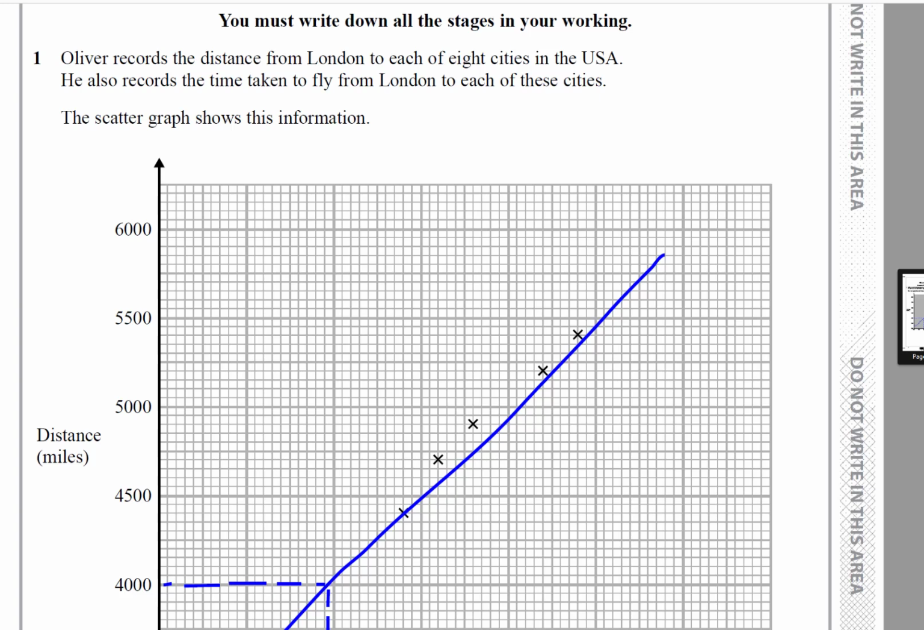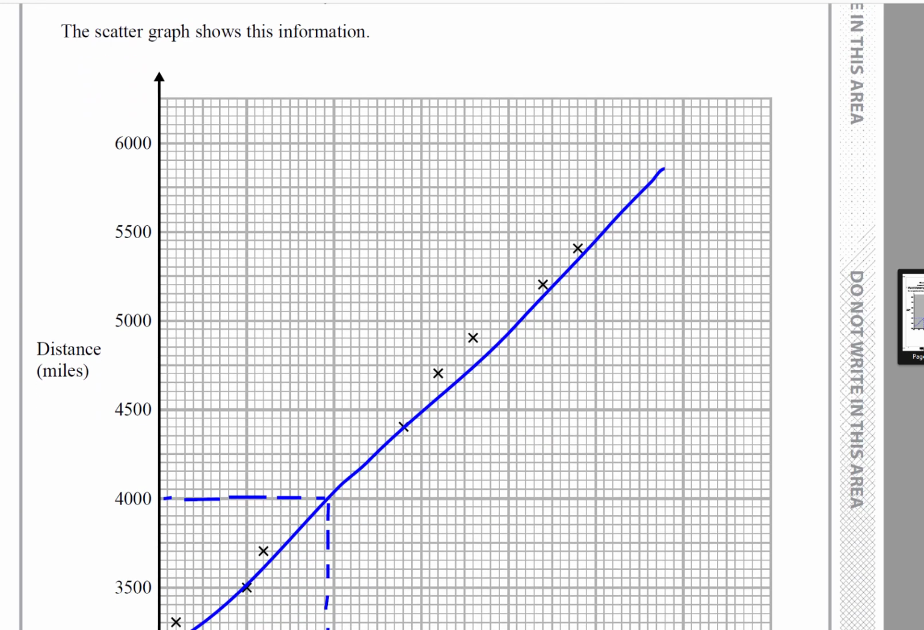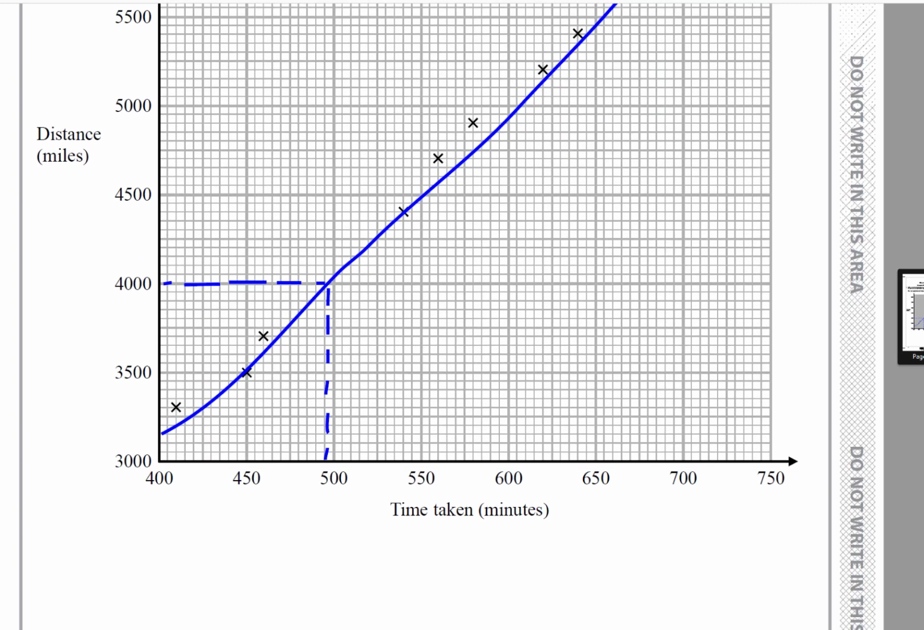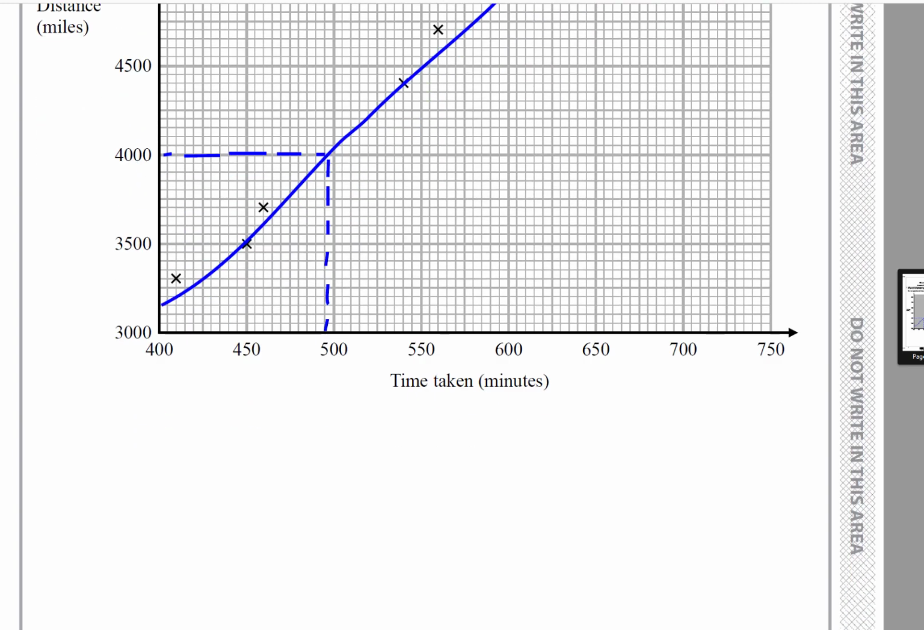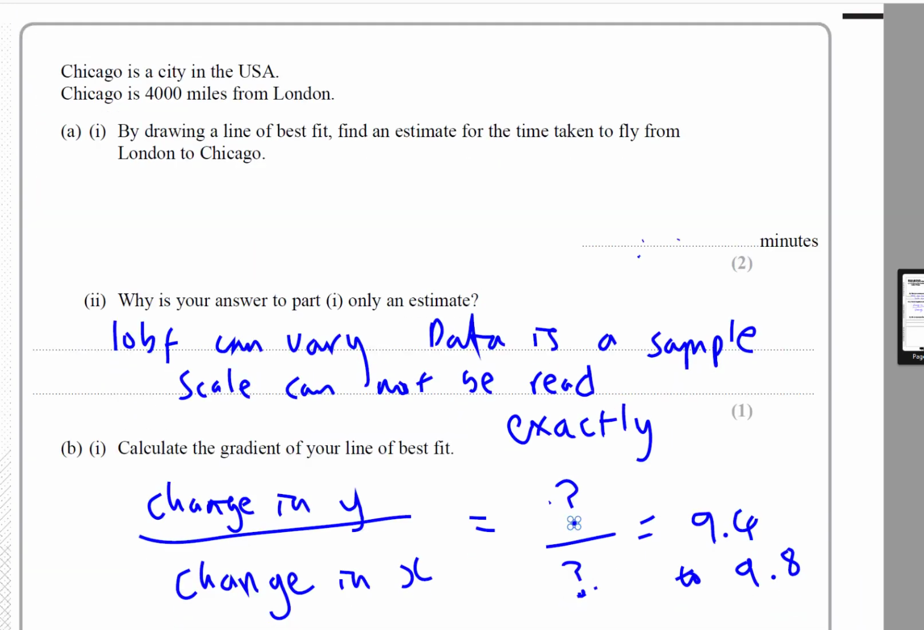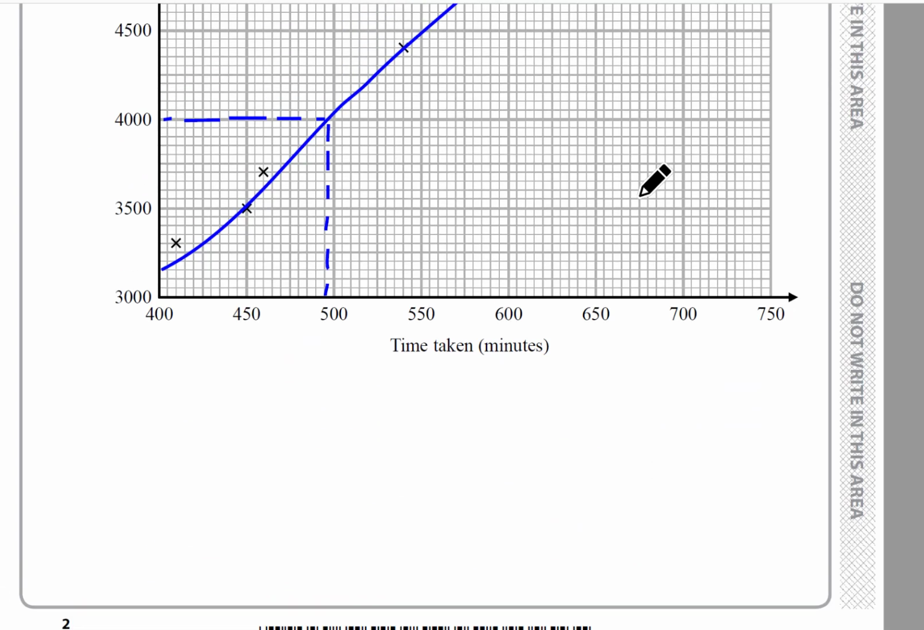So this is a question about a scatter graph and flights from London to 8 cities. You've got a scatter graph that shows this information, and I've just pre-drawn a line of best fit. Don't use a ruler. It says Chicago is a city in the USA, and Chicago is 4,000 miles from London. Draw a line of best fit and find an estimate for the time taken to fly from London to Chicago.